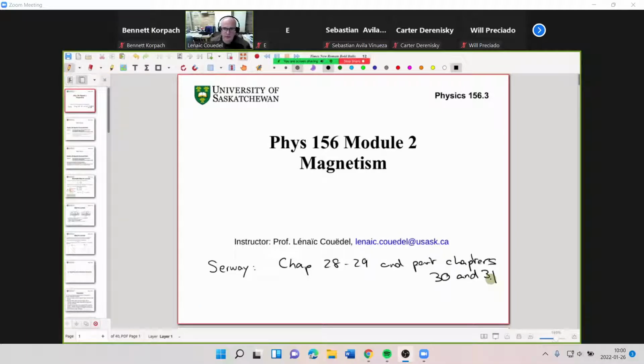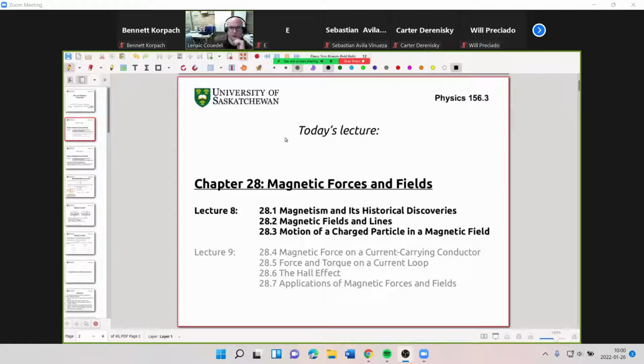So today we're going to talk about magnetic forces and fields. In this lecture, there will be 3 main points that will be discussed. First of all, what is magnetism and how it was discovered? Then we'll talk about the notion of magnetic fields and magnetic lines. And finally, we'll talk about motion of charged particle in a magnetic field.